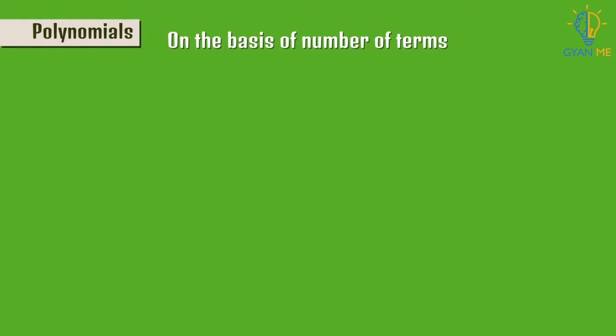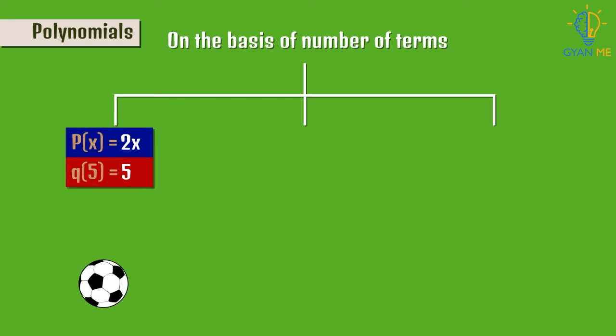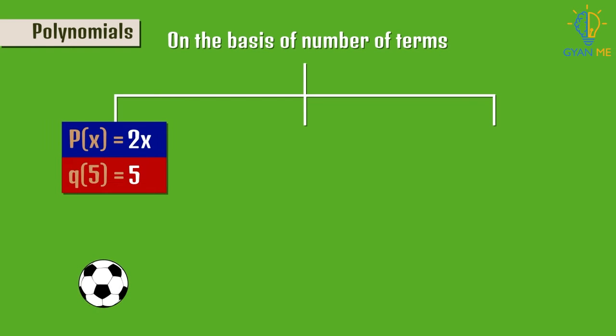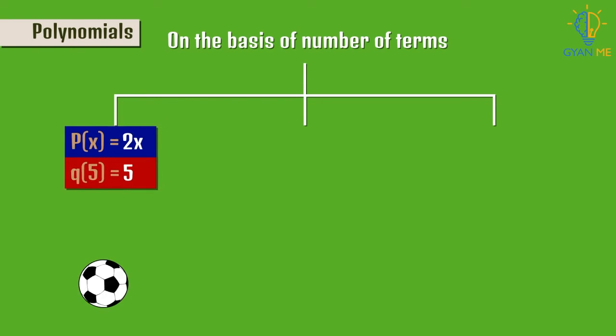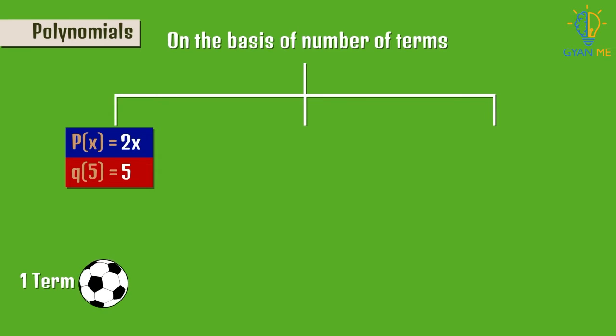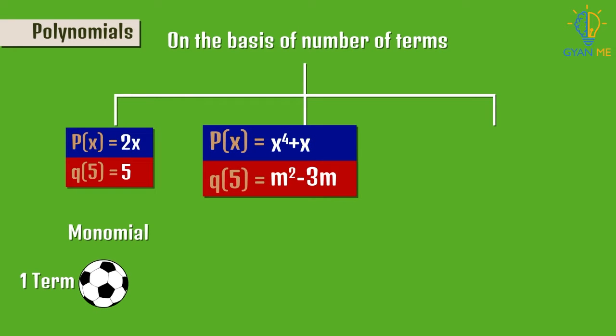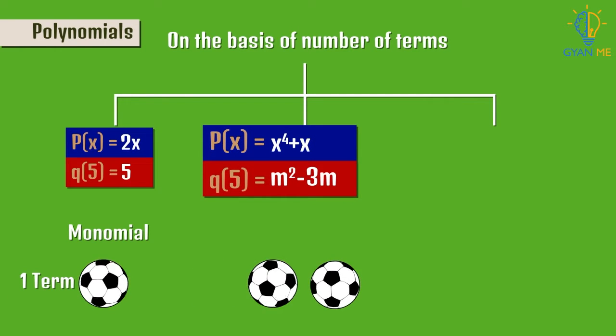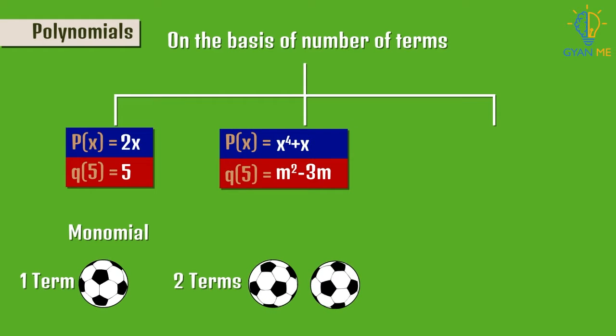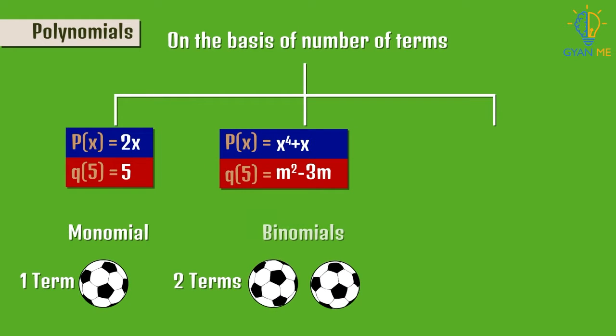For that, see these expressions: 2x and 5. How many terms do you observe? Yes, exactly. Each polynomial has one term. Such polynomials which have one term are called monomials. Now students, observe the given expressions x raised to 4 plus x and m raised to 2 minus 3m. How many terms do you see? 2, right? Yes. Polynomials which have two terms are called binomials.